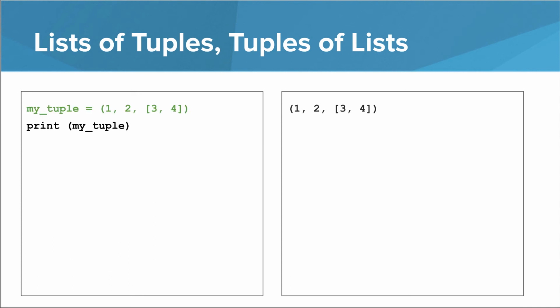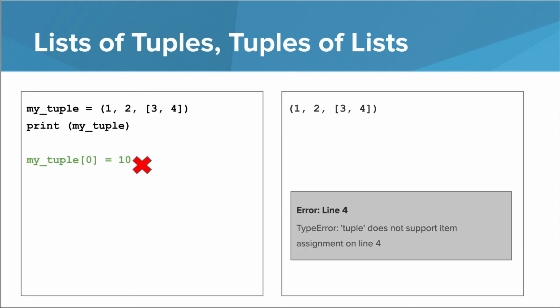Okay, now let's do a switcheroo and make this program have a tuple that contains a list. This case is a little trickier to understand. Obviously, this gets us in trouble. We can't change the thing at index 0 in my tuple. For the same reason, trying to swap out the list at index 2 gets us in trouble.